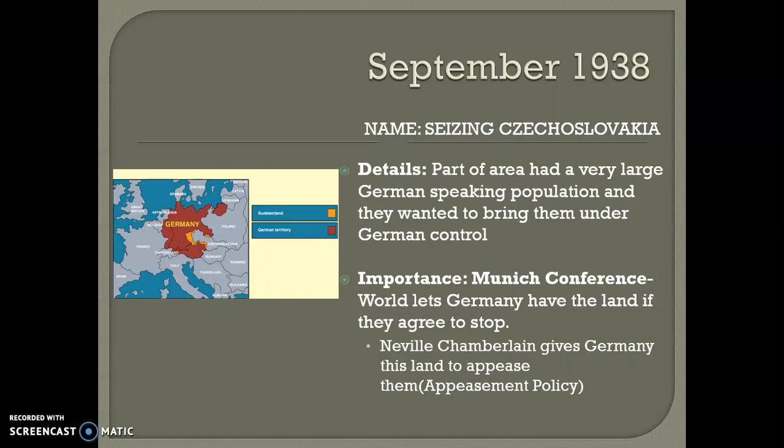Now, here's where things get weird. Okay, they have a meeting. This is a highlight thing. The Munich conference. So the Munich conference was a meeting between basically Hitler, England, France, a couple other nations in Europe. And at the meeting, Hitler will say to the rest of the world, if you give me Czechoslovakia, I will stop. All right. So this becomes known as the appeasement policy.